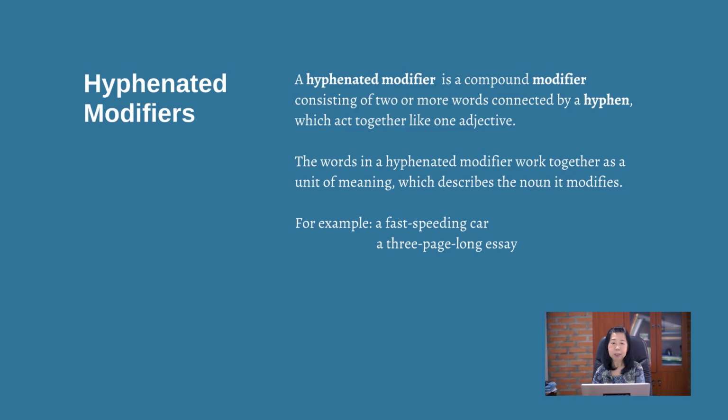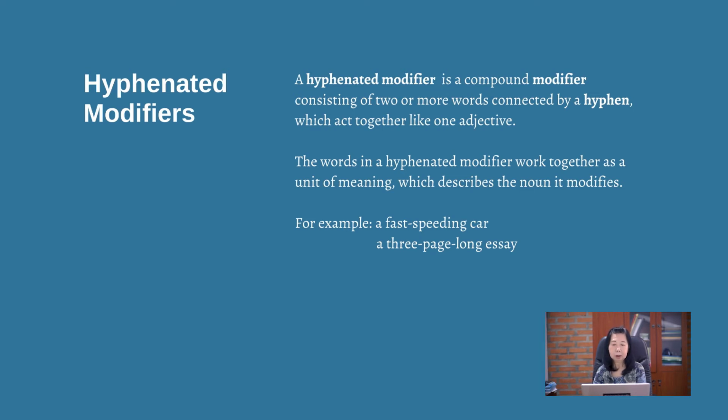Jadi di sini hyphenated modifier itu adalah modifier yang majemuk, yang terdiri dari 2 atau lebih kata yang dihubungkan oleh hyphen. Dan kata-kata ini bertindak bersama-sama seperti satu kata sifat. Jadi kalau contohnya a fast-moving car, fast-moving, 2 kata ini dengan hyphen di tengahnya menjadi satu modifier menerangkan car, artinya mobil yang melaju dengan cepat.